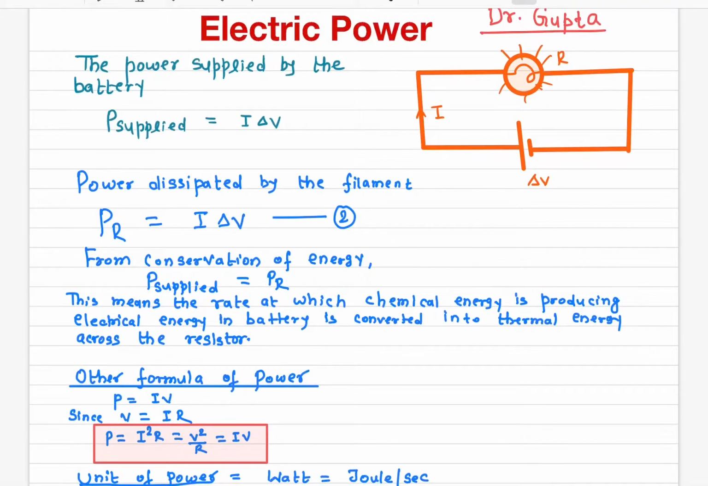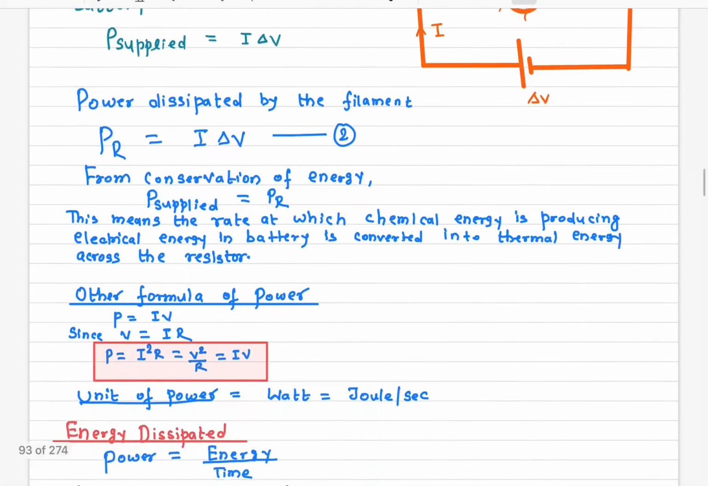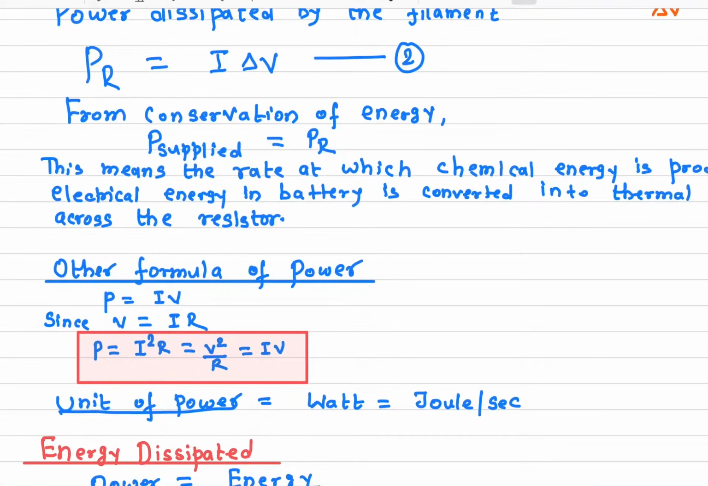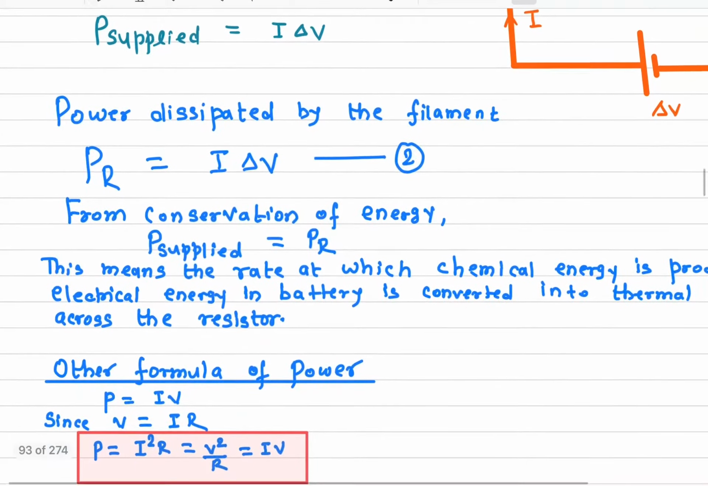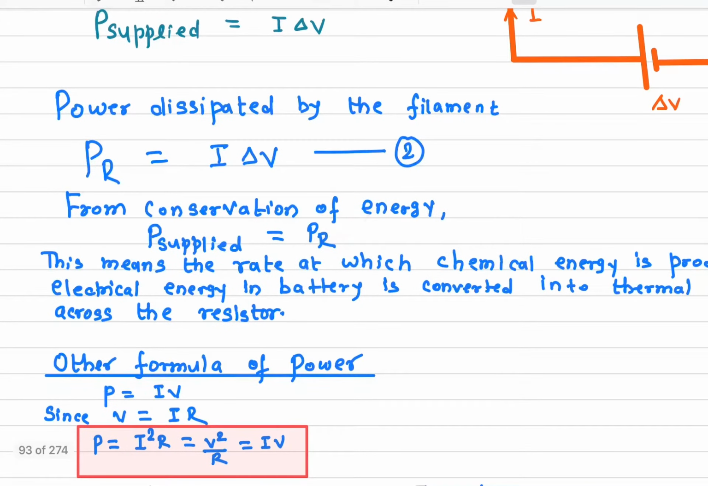So from conservation of energy, whatever energy is supplied has been dissipated in the form of light energy or heat energy. So all the energy that is supplied by this battery must be equal to the energy dissipated by this filament bulb. So the P supplied and this energy has to be exactly equal. So that's what it says here.